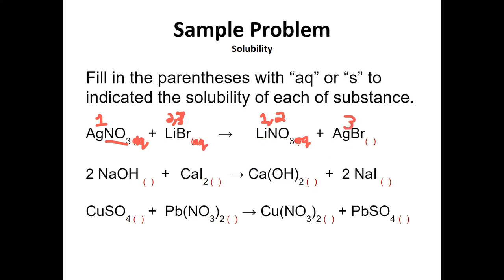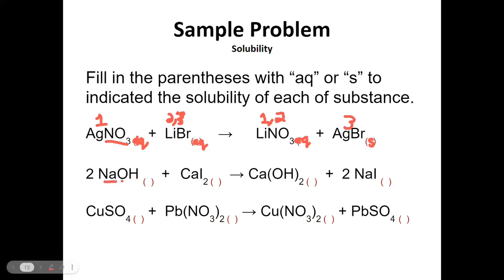AgBr. Take a look at rule 3 and read it all the way to the end. Generally speaking, ionic compounds that contain chloride ion, bromide ion, or iodide ion are soluble, except, and then read that first exception, when combined with silver. So that means, according to rule 3, this substance is not aqueous. It's insoluble. And so I'm going to give it an s designation, meaning it's the solid precipitate. Down to equation 2.